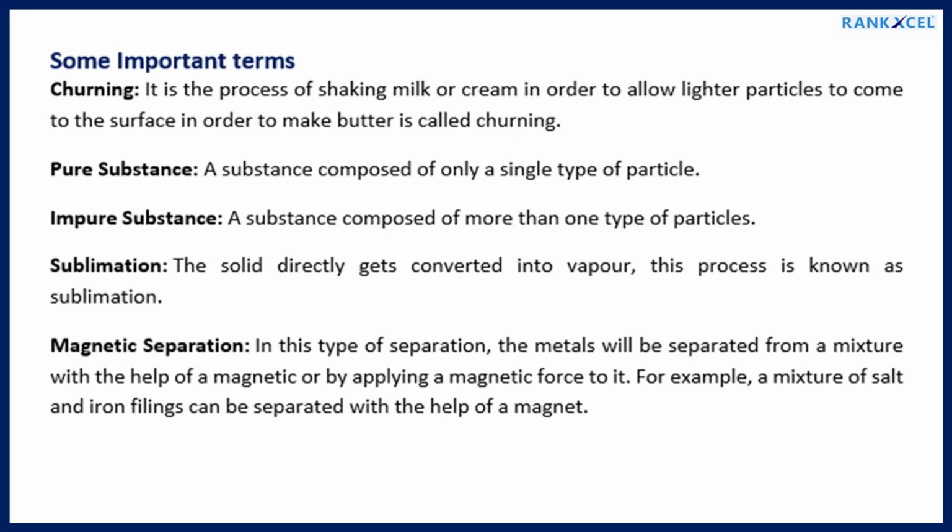Some important terms. Churning. It is the process of shaking milk or cream in order to allow lighter particles to come to the surface in order to make butter is called churning. Pure substance. A substance composed of only a single type of particle. Impure substance. A substance composed of more than one type of particles. Sublimation. The solid directly gets converted into vapor. This process is known as sublimation.